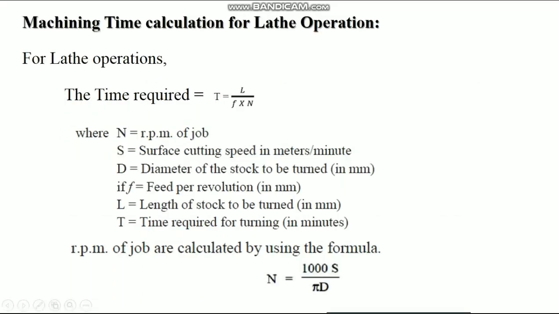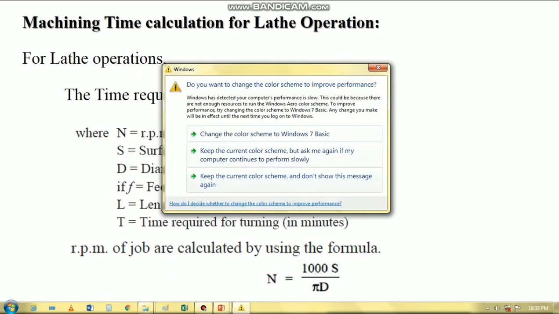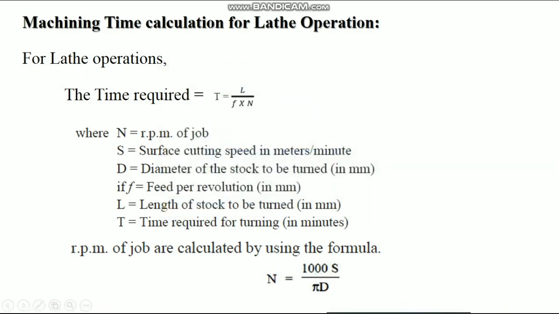So in this video, I will explain the machining time calculation for lathe operations. In a lathe, many operations can be performed, for example facing, turning, drilling, knurling, chamfering. For all these operations, we can find out the time required by using a single formula, that is T equals L by F into N. Now we can see the terms, where N is equal to RPM of the job.